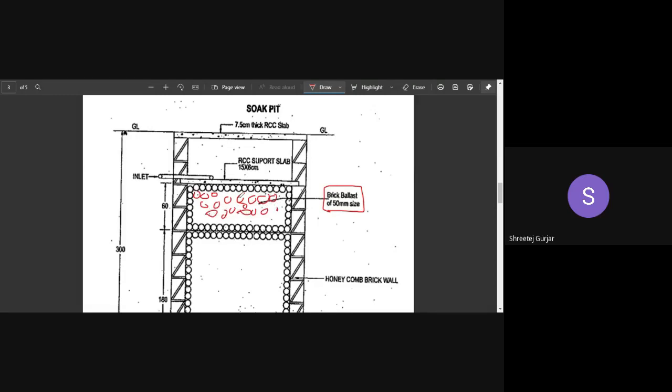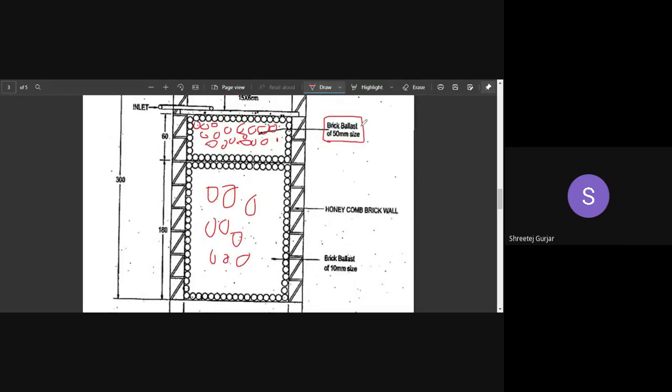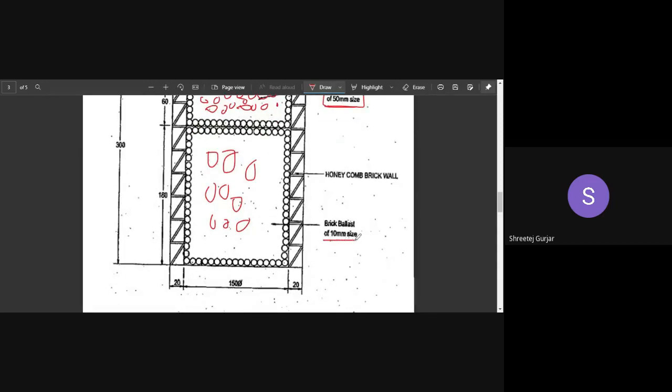Keep that in mind. Over here also, the entire thing is covered with your brick ballast. It is filled with your bricks. But the size is varying. You can see the size is 50 mm at the top and 10 mm at the bottom. So that you need to consider while calculating.